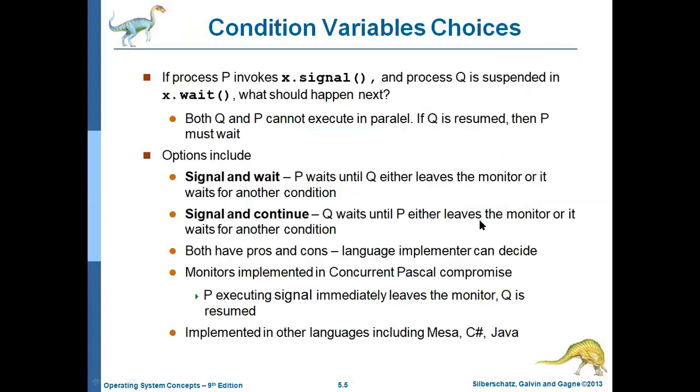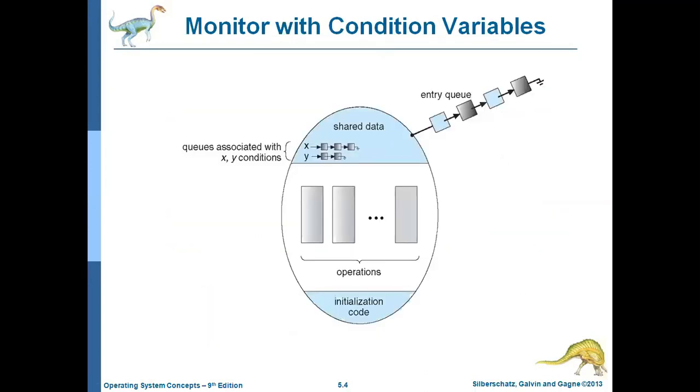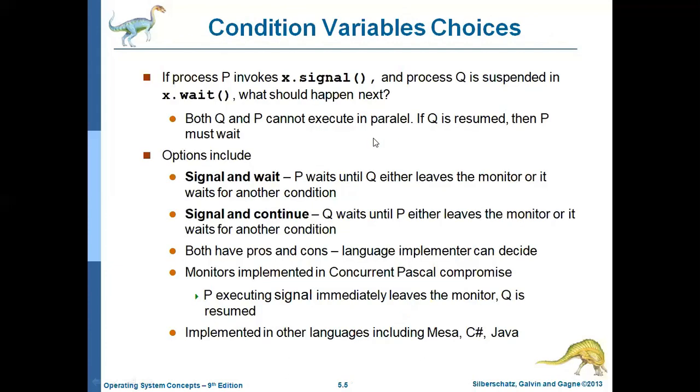So this is the monitor with condition variables. Earlier we saw the schematic view of a monitor, which is nothing but only shared data, operations and the initialization code. In this shared data we have to place the condition variables. So here is the monitor with condition variables. In that shared data, we have to use some condition variables, where a queue is associated with x and y conditions.